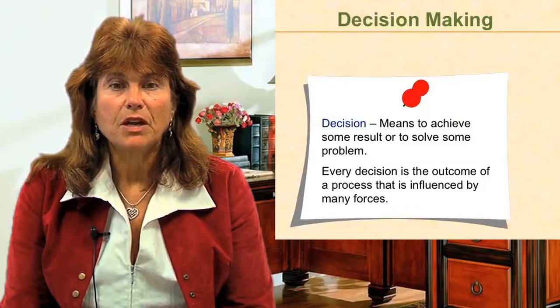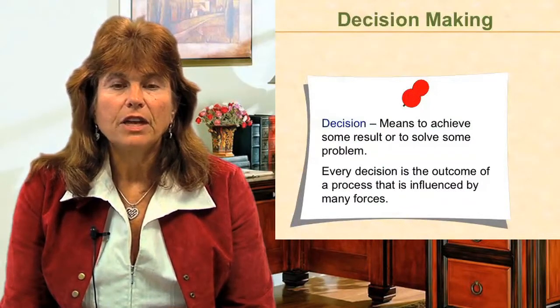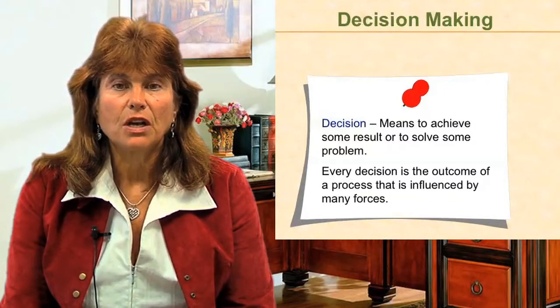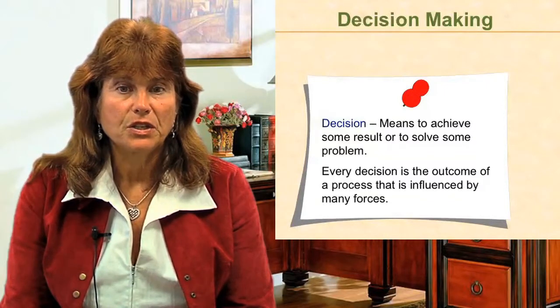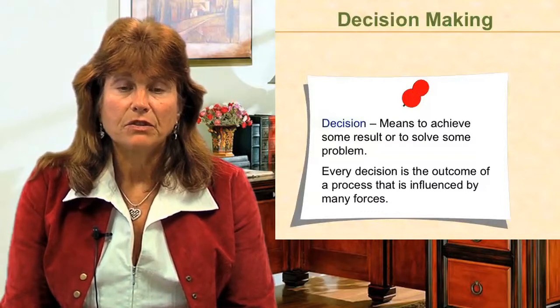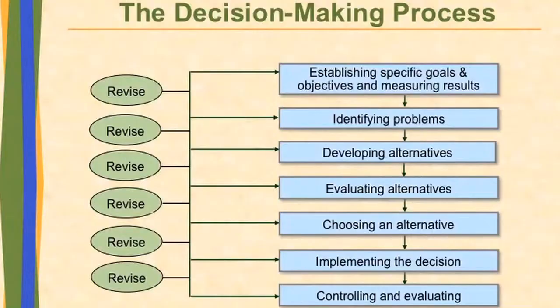When we are talking about decision making, it's a means to achieve some kind of result or solve some problems. Every type of decision is a result of a problem in the organization, and that is a process that's influenced by many forces. When we look at the decision process, it's not necessarily as linear as the one that we have in the book and in this particular slide, but it is important to note that along the way you keep making revisions and adapting it and almost have a continuous loop of analysis.